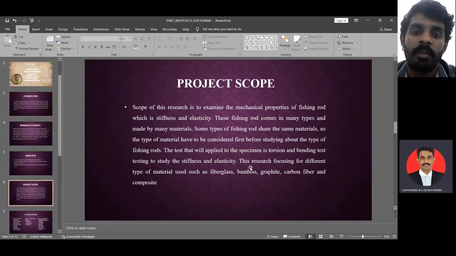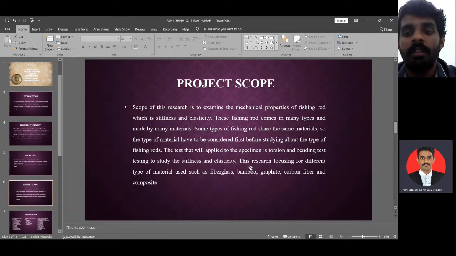This is the project scope of my project. Scope of this research is to examine the mechanical properties of fishing rod with its stiffness and elasticity. These fishing rods come in many types and are made by many materials. Some types of fishing rods share the same material, so the type of material has to be considered first before studying about the type of fishing rod.